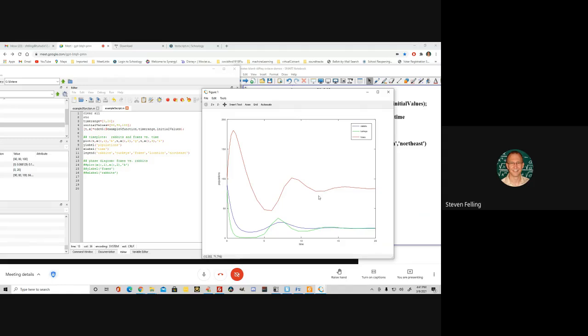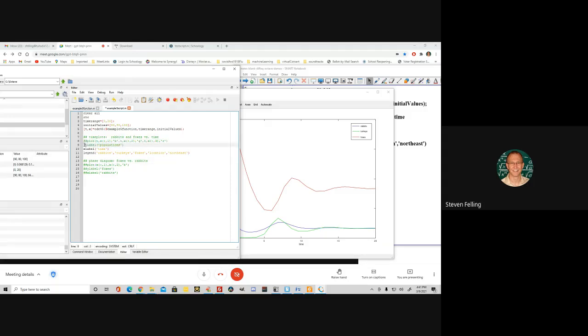All right, we could also do phase diagrams, like we could do foxes versus rabbits. So let me comment out these over here.